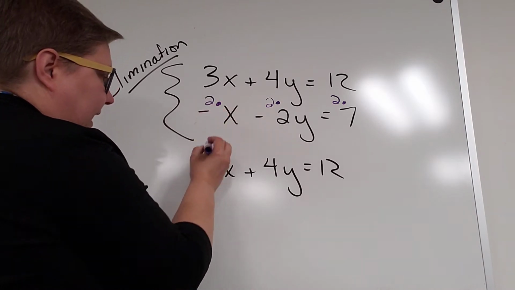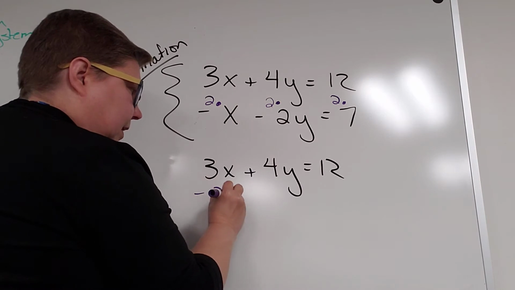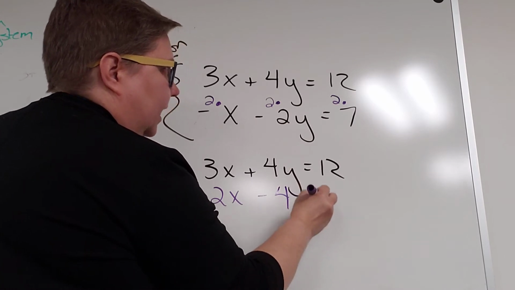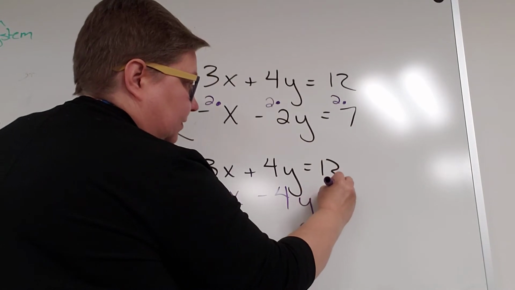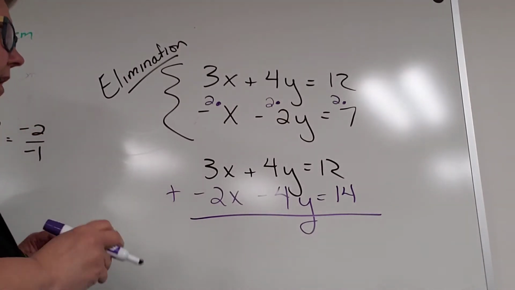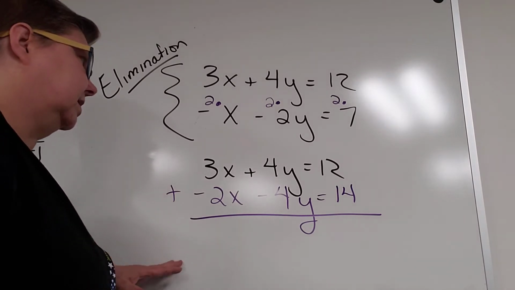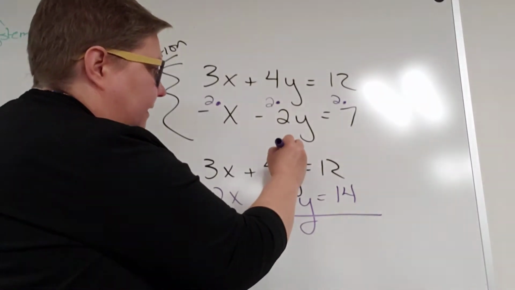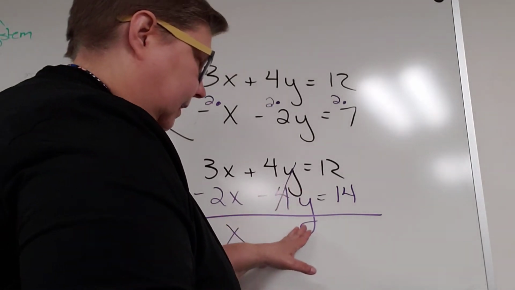What changed is this bottom equation. So it's negative x times 2 is negative 2x, and negative 2 times 2 is negative 4y, and we always have to do the other side too. 7 times 2 is 14. Now when I add those together, okay, it's also called addition method, so you're adding. When I add those together, I get x, because 3x minus 2x is just x. This goes away, which is why it's called elimination also, because it eliminated that variable.